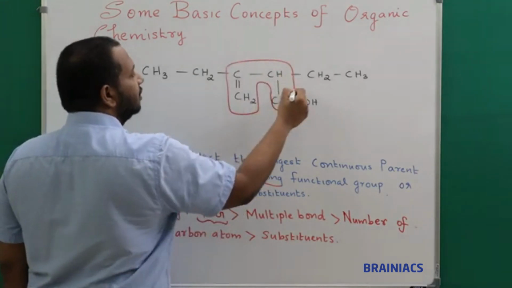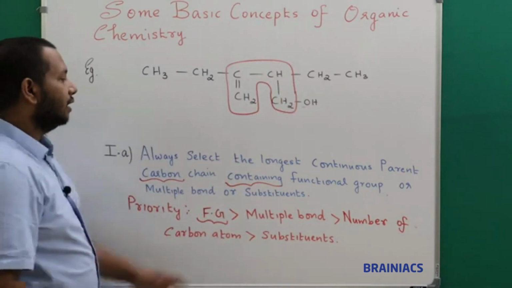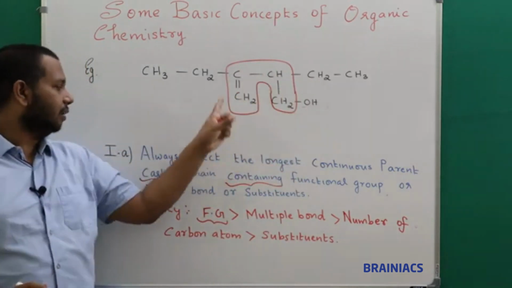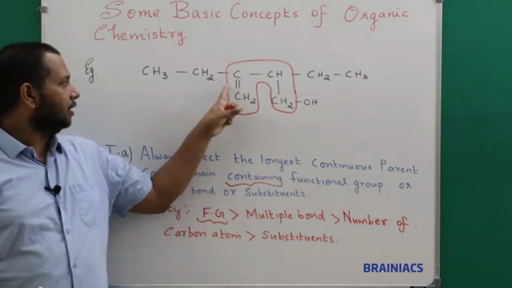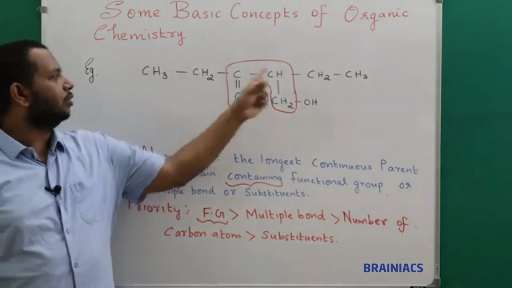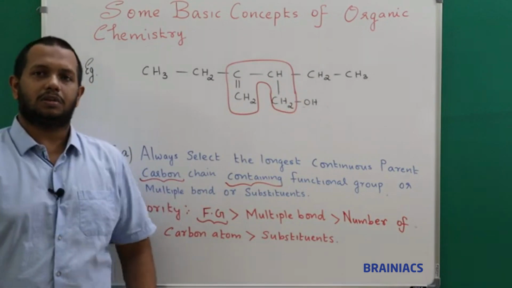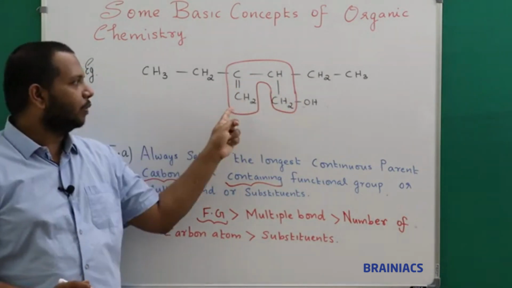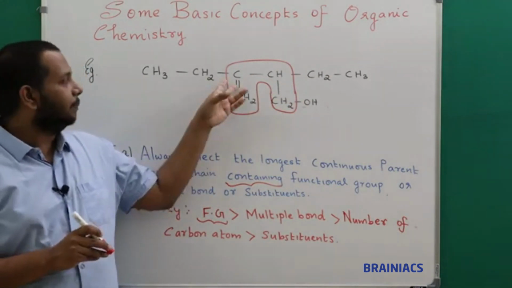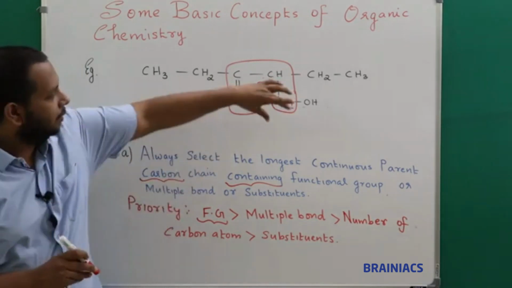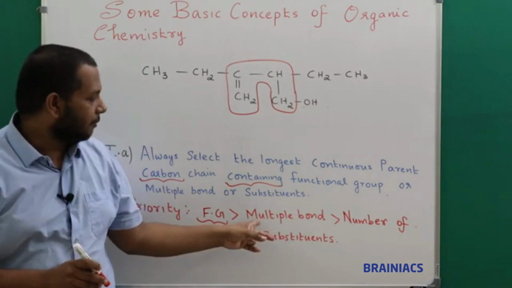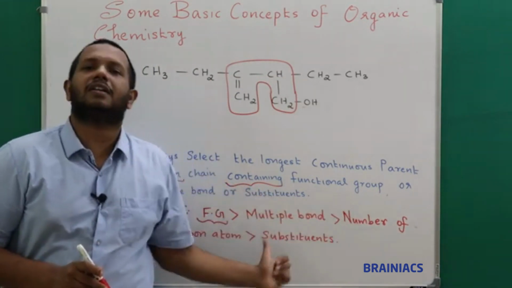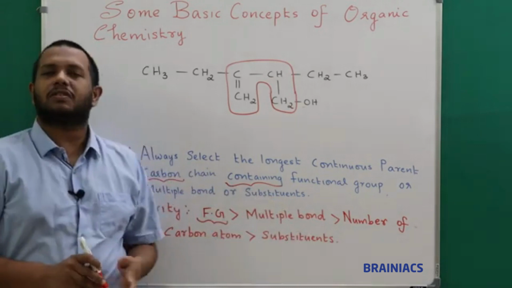And I can say this is my longest continuous parent carbon chain containing the functional group and multiple bond or substituents. Understood? So please understand why I went this way, because here it has the multiple bond and 4 carbon atoms, but if we go the other way there are 5 carbon atoms, and I know my preference is multiple bonds greater than the number of carbon atoms, then comes the substituents.